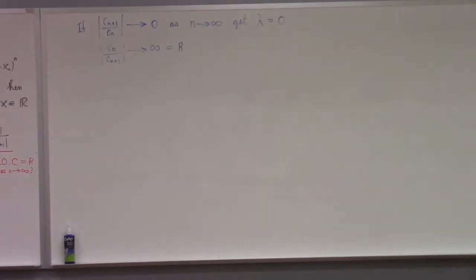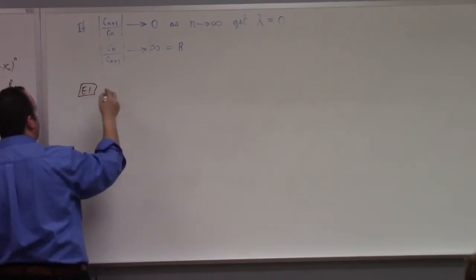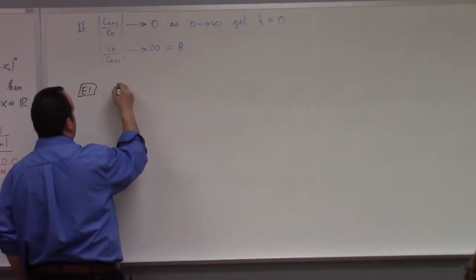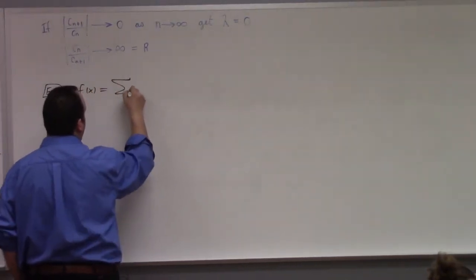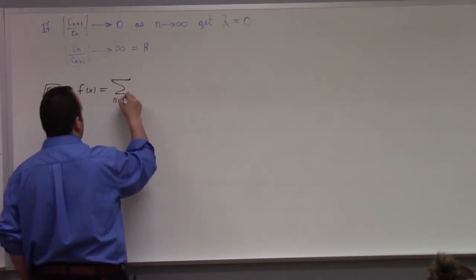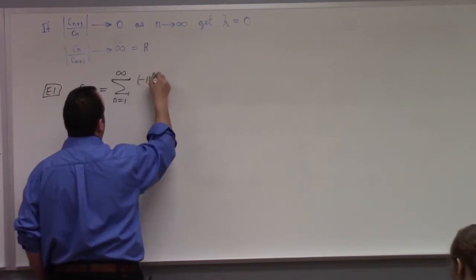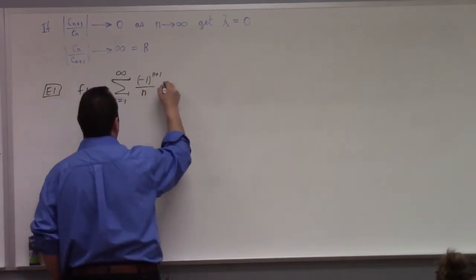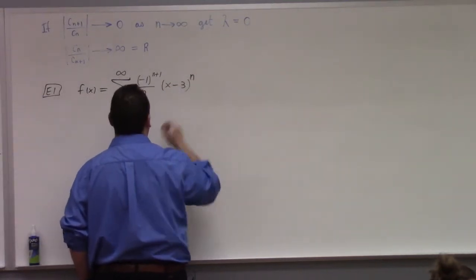Let me stop talking in the abstract here and give you some more examples. Example 1 for today. Let's look at f of x equal to a sum, and this time we'll start at n equals 1 to infinity of minus 1 to the n plus 1 over n times (x minus 3) to the power n.